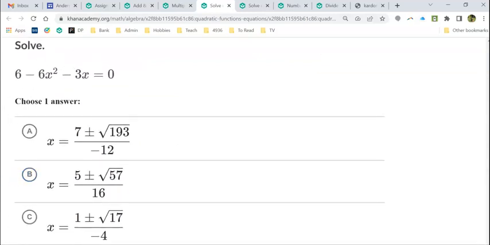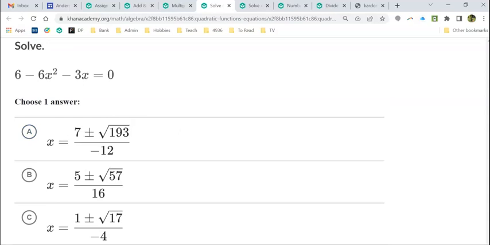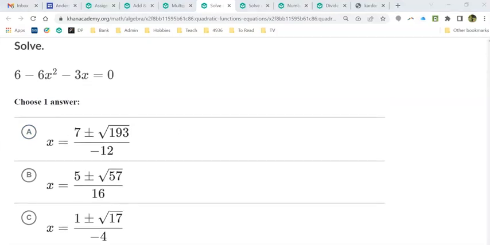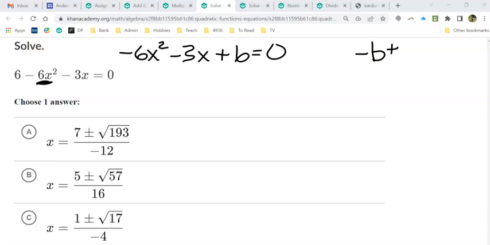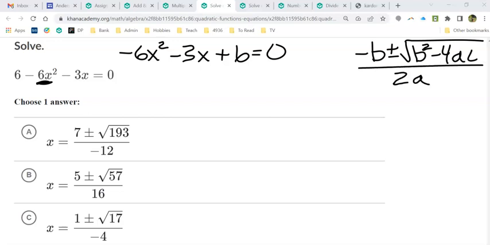Okay. So we have our equation. It is equal to 0, but it's not written in standard form. Our 6x squared is in the middle. So I'm going to rewrite that to where that's in front. So we get negative 6x squared minus 3x plus 6 equals 0. And remember, our equation is negative b plus minus the square root of b squared minus 4 times ac all over 2 times a.